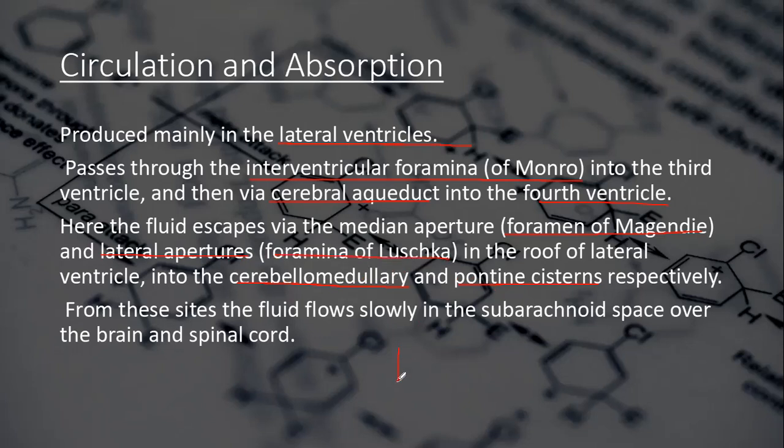Okay, so the fourth ventricle has one median aperture, which will drain the CSF into the cisterna magna or the cerebellomedullary cistern, and the two lateral apertures or the foramina of Luschka, which will drain the CSF into the pontine cistern. Then from these sites, it will flow to the subarachnoid spaces over the brain and spinal cord.